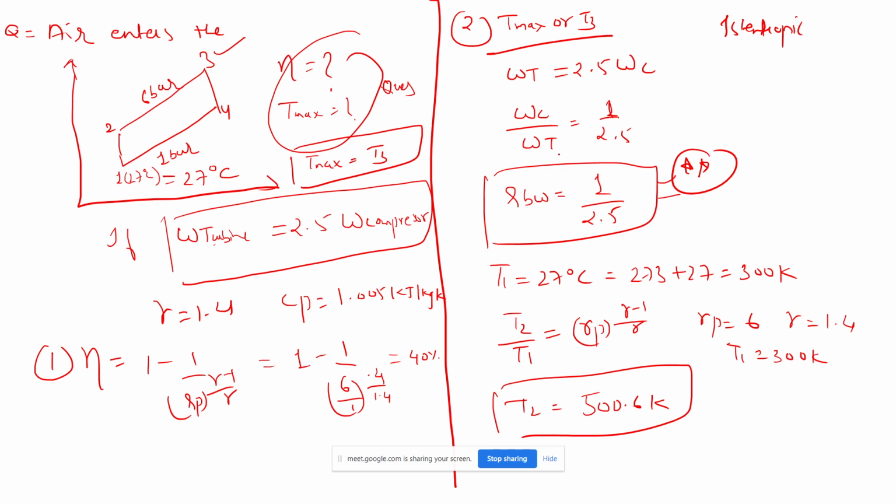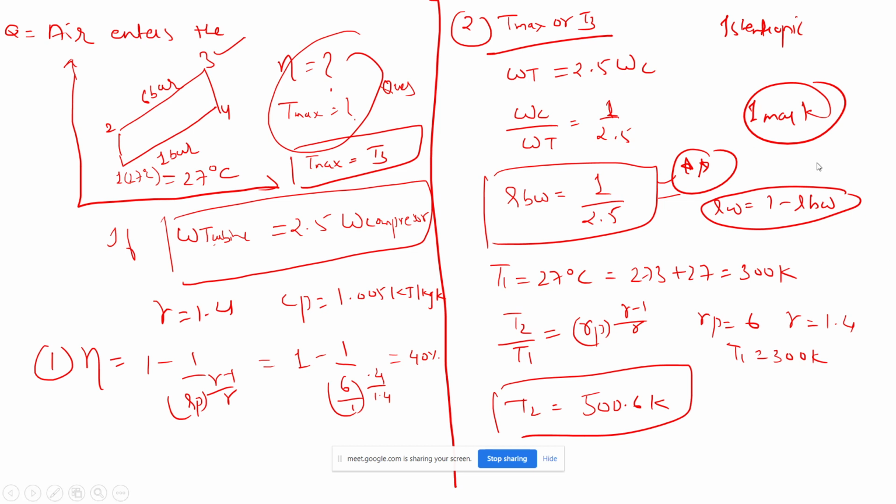or calculate, because sometimes they can ask what will be the back work ratio if the turbine work is 2.5 times the compressor work. They can ask in a 1 mark question in the exam what will be the back work ratio, or what will be the work ratio. So 1 minus back work ratio will be the work ratio. Many questions can arise. If you remember the basic 7 formulas, you can solve each and every question of the gas turbine.